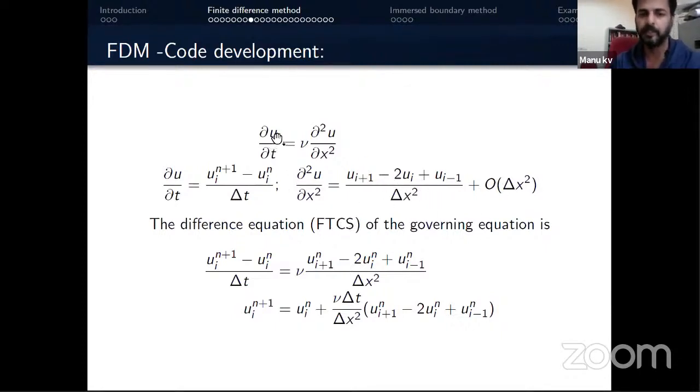So the procedure is the same. We can discretize the temporal part, and we can discretize the right hand side as well. Then we write the expression for n+1. So this is our aim, and we'll calculate at all i. Time advancement we'll calculate using this equation. So we converted the partial differential equation (PDE) into a finite difference equation.